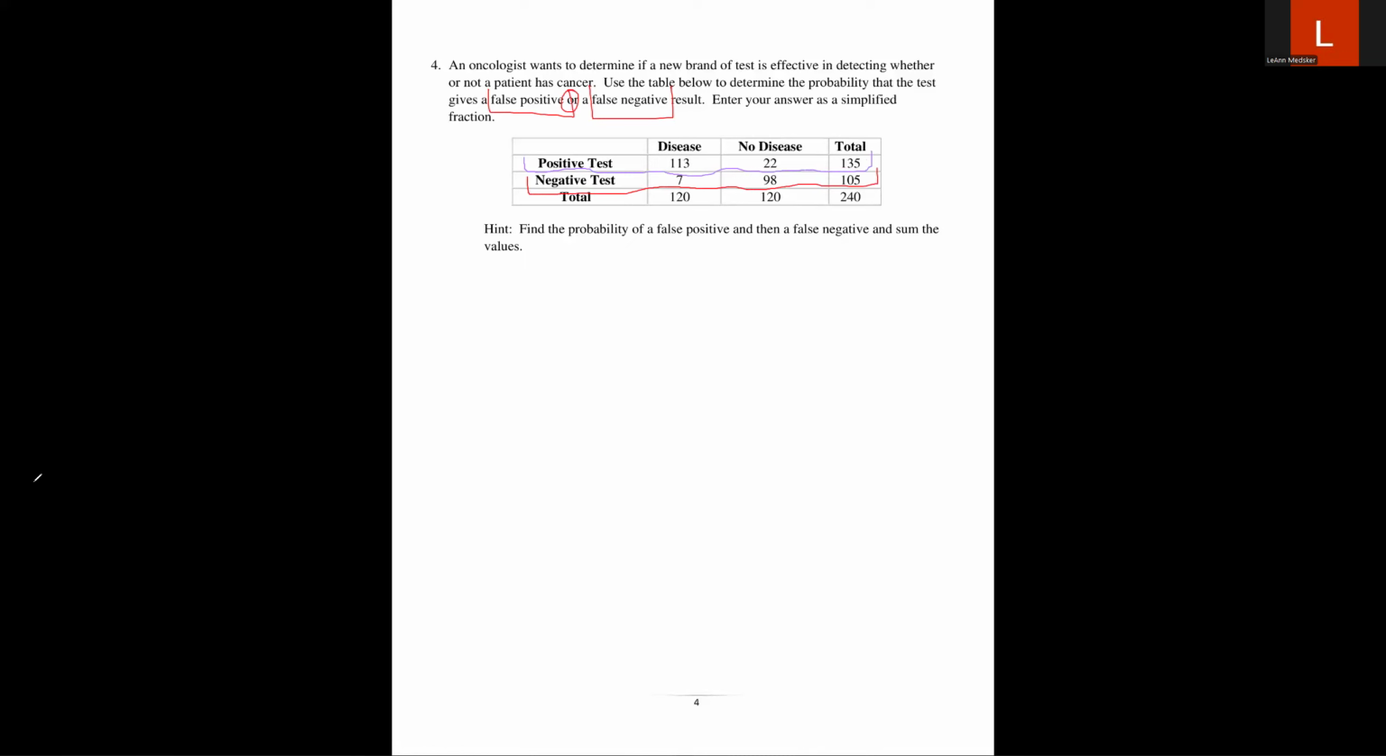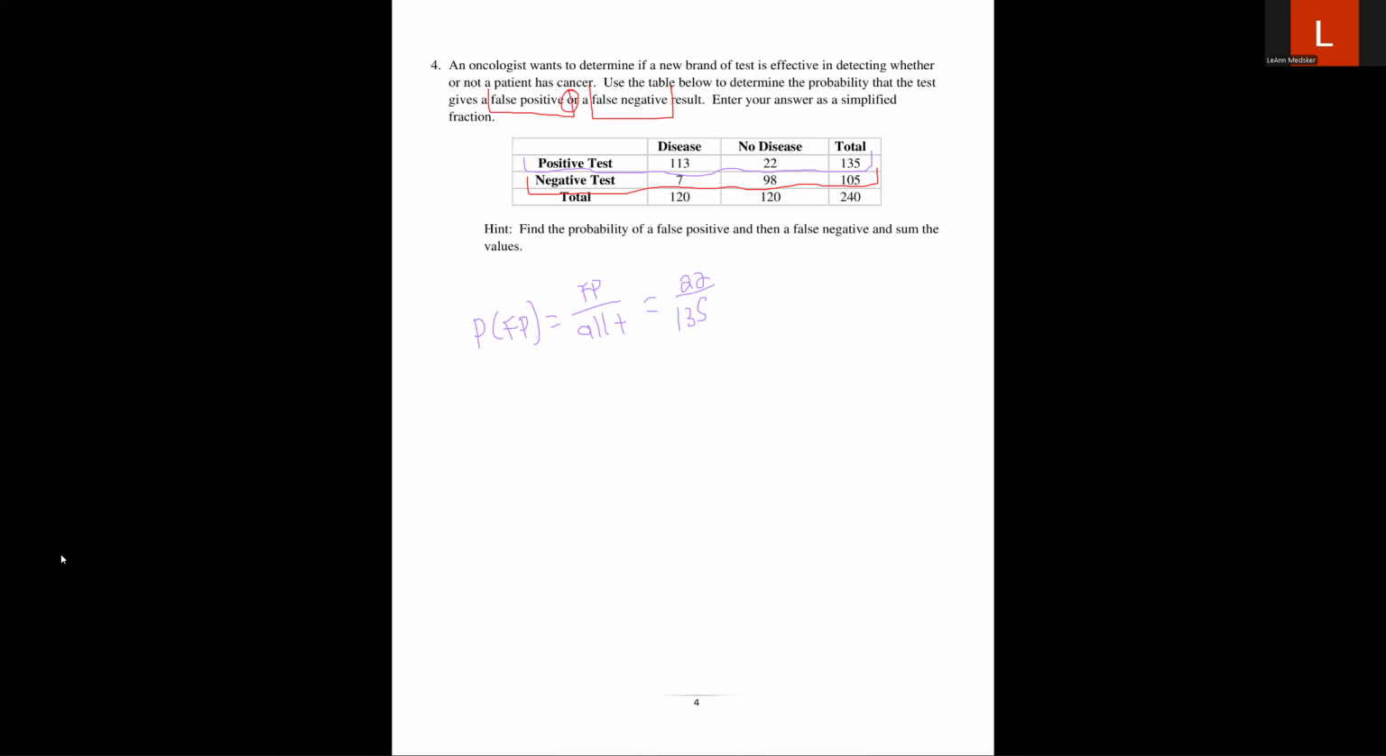Okay. So I'm going to write down my fraction for probability of false positives. Remember, that's all positive test results and then the ones that were incorrectly marked as positive. So there were 135 positive test results. And positive means you should have disease. So there were 22 people who were actually not sick, incorrectly had a positive test result. Their body is not sick.